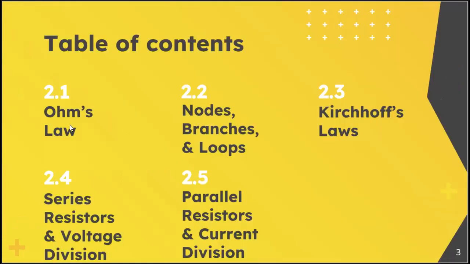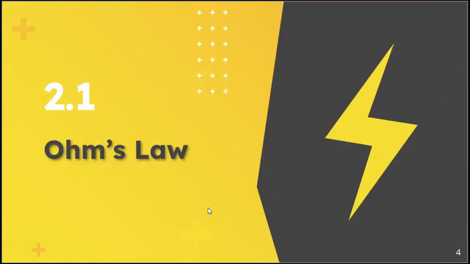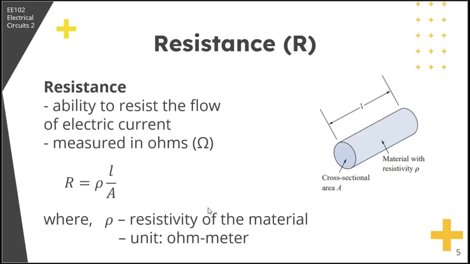Particularly, we'll have 5 topics for this lecture series. Let's start with Ohm's law. Materials in general have a characteristic behavior of resisting the flow of electric charge. This physical property or ability to resist current is known as resistance and is represented by the symbol R.